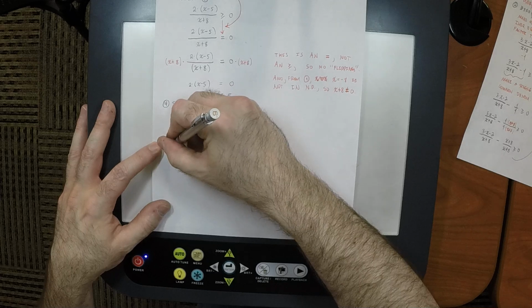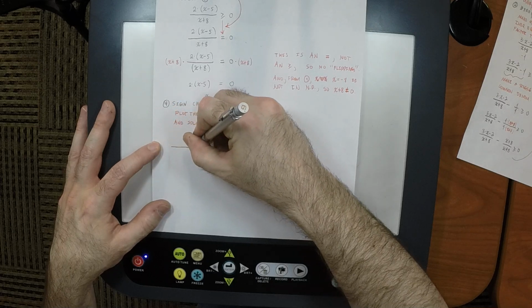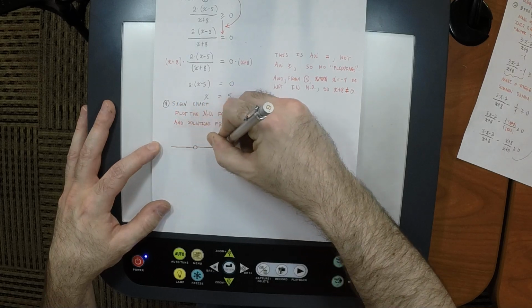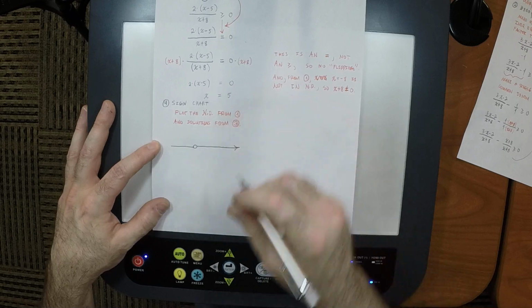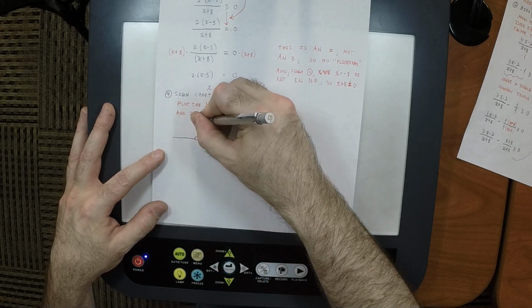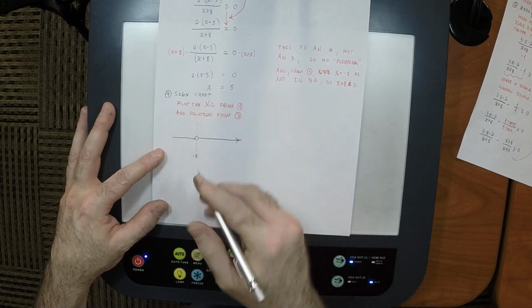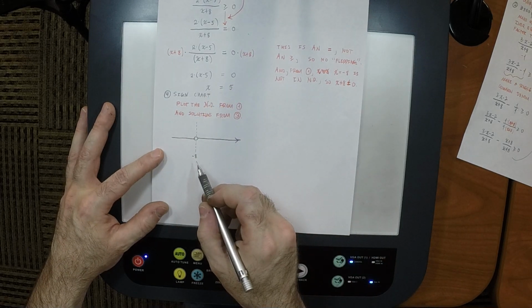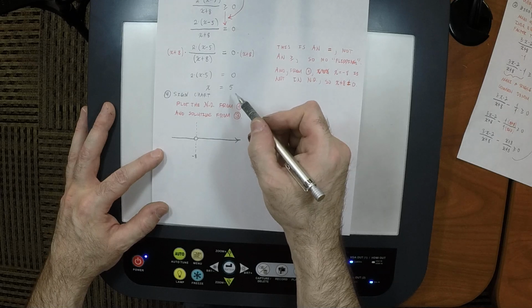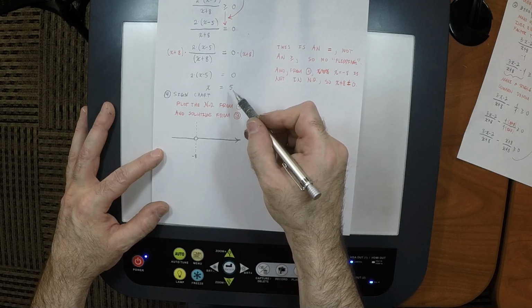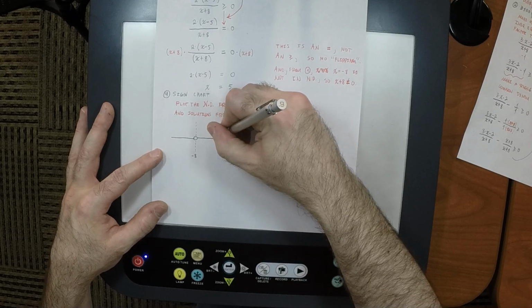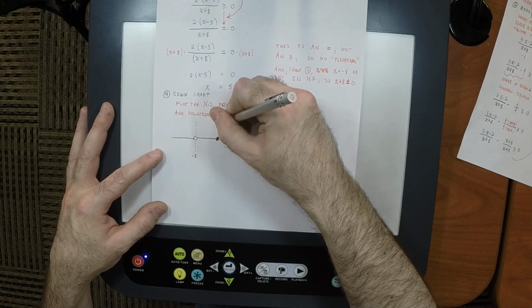So the natural domain from step 1 was everything except -8. So I'm going to make that with a hole there, and I'm going to put a fence here, -8. And then we found a solution in step 3. X equal to 5 is a solution. So I'm going to put this 5 here with a fence post.